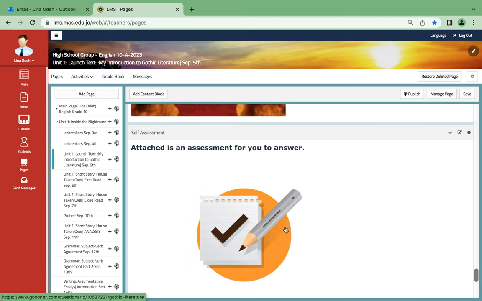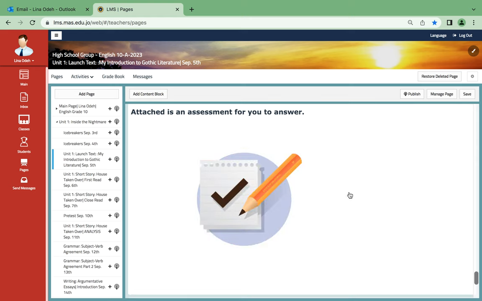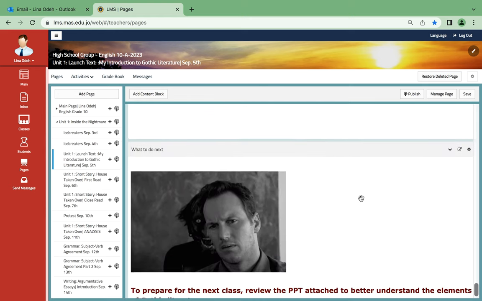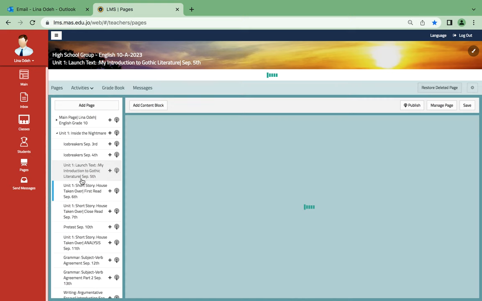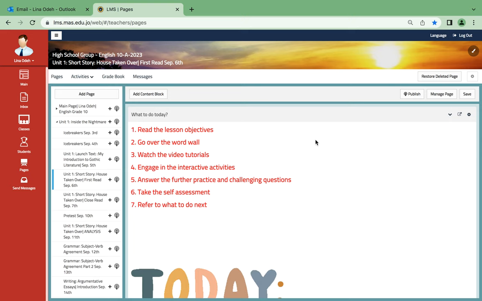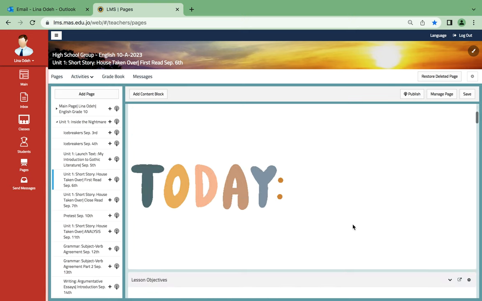This assessment, of course, also helps you to understand the elements of Gothic literature. As for tomorrow, you have to watch the PPT that is attached over here that will help you understand the elements of Gothic literature. Because once you grab a foothold over here, you will be able to jump into the other lesson. As for the fourth day, I will give you the short story, House Taken Over. I promise you will enjoy it so very much.